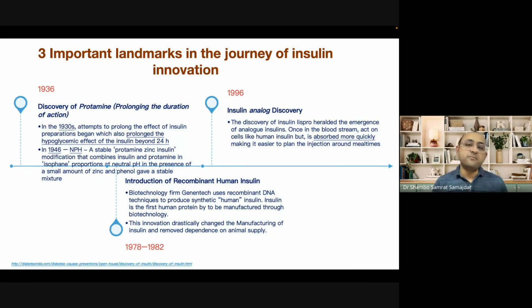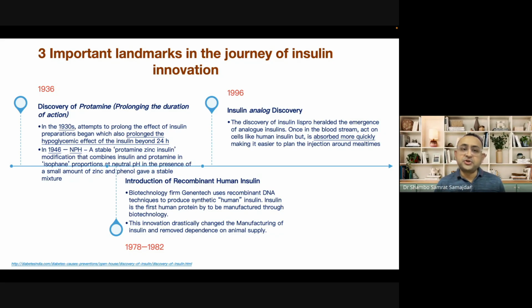Now we know we have newer technologies, we have automated insulin delivery systems, by virtue of which people with type 1 diabetes can now live longer. So these are the three important landmarks we also need to acknowledge in the journey of insulin innovation.